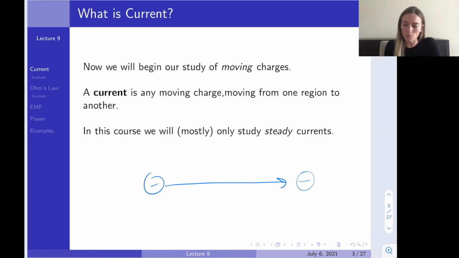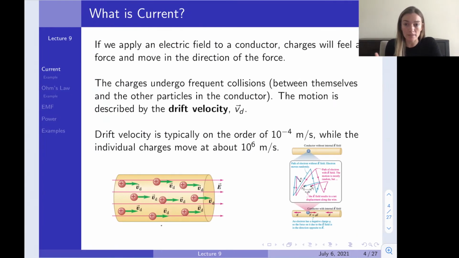Now let's look a little bit more deeply at what is current physically. So if we apply an electric field to a conductor.